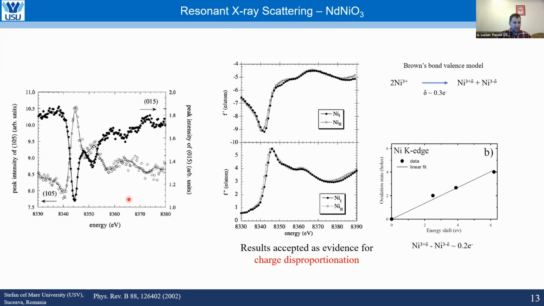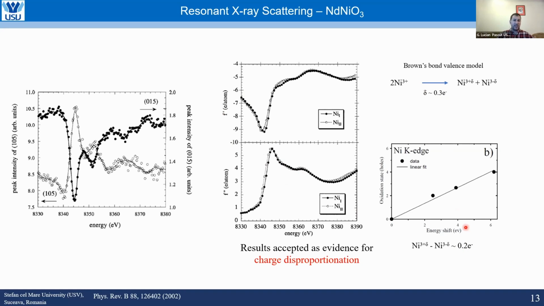I'm mentioning that this measurement is in the insulating state, where you already have expanded and contracted octahedra. Again, extracting these anomalous factors as a function of energy, we see that there is an edge shift. Going back to the plot and taking the edge shift, I get a charge disproportionation of 0.2 electron volts from the measurements. If I do the bond valence, I get 0.3. So again, there is a good agreement between the simple bond valence model and the resonant X-ray scattering.